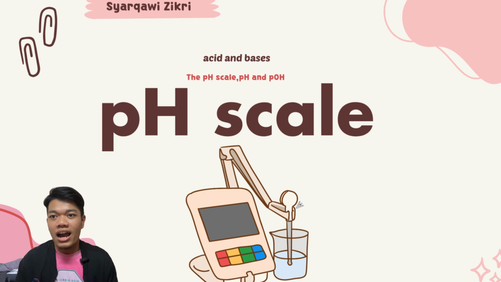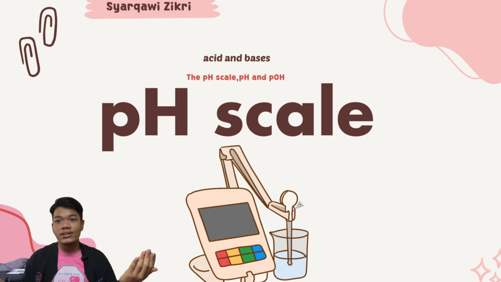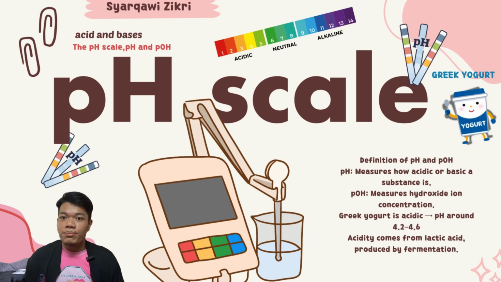Assalamualaikum and hi everyone, I'm Shakowi, and for the final part of our book assignment, I will wrap up our discussion on acids and bases by highlighting their incredible roles in everyday products. Let's dive in. First, the pH scale helps us classify substances as acidic, neutral, or basic.